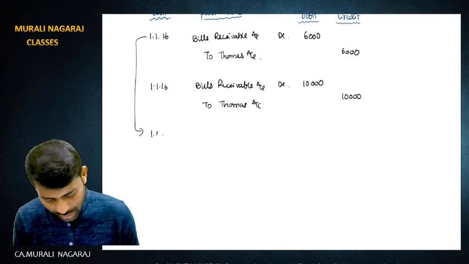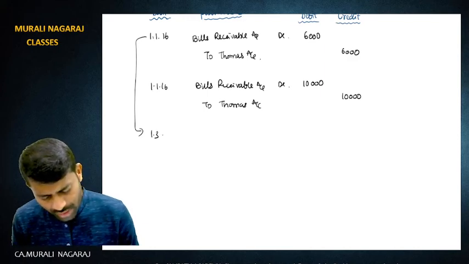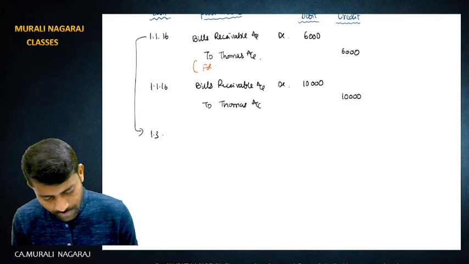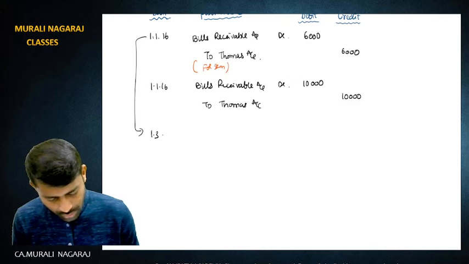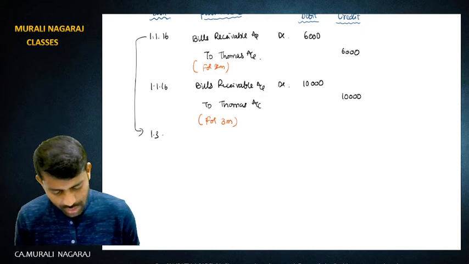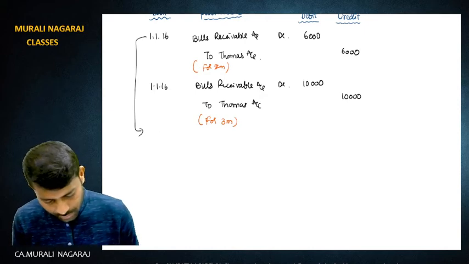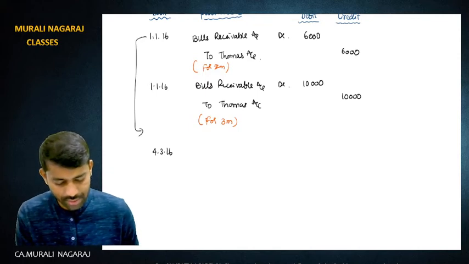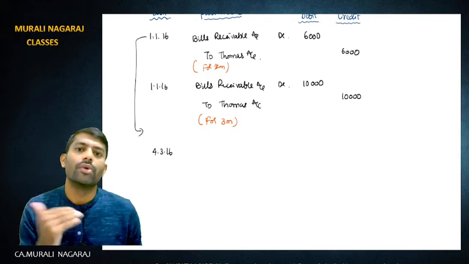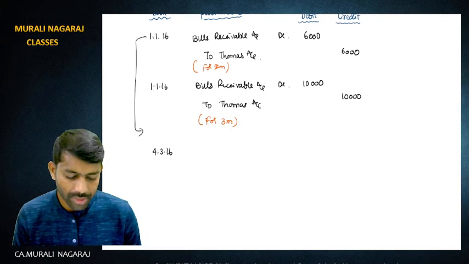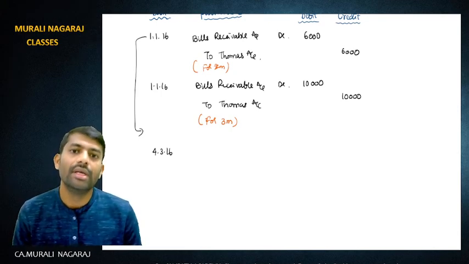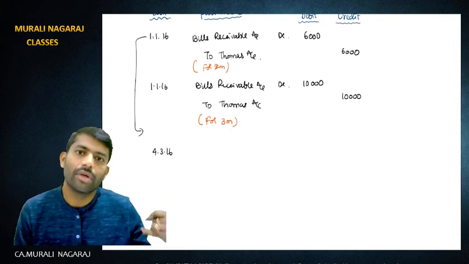Sorry, 1/3. It is a 2 month. First bill is for 2 month. So here it is for 3 month. So now here on 4/3/16, bill 1. So they are going to renew. Therefore, the first bill has to be cancelled, interest has to be added, thereafter a new bill has to be issued.